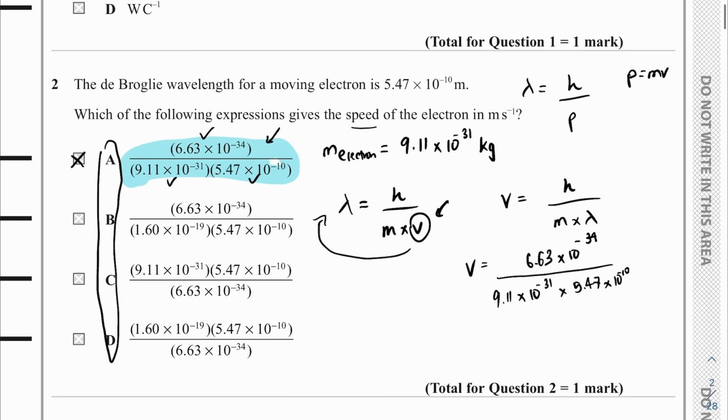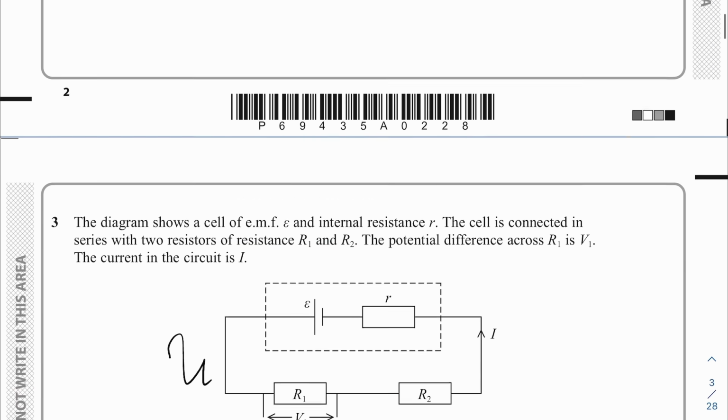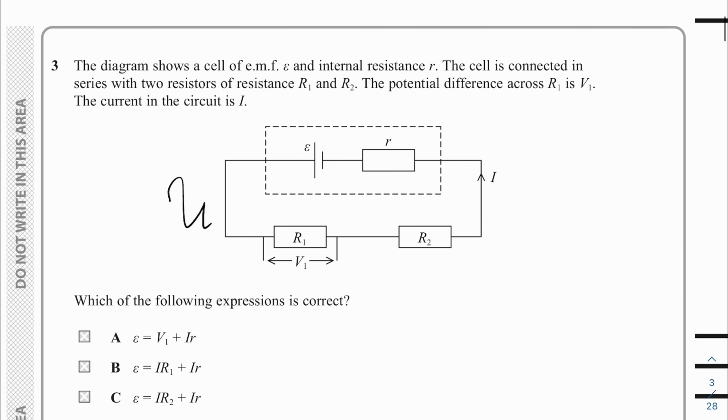All right. Now let's go on to question number 3. The diagram shows a cell of EMF E and internal resistance r. The cell is connected in series with two resistors, R1 and R2. The potential difference across R1 is V1. The current in the circuit is I. Which of the following expressions is correct? Now they're talking about the EMF. The EMF is the total of all the voltages that are present.